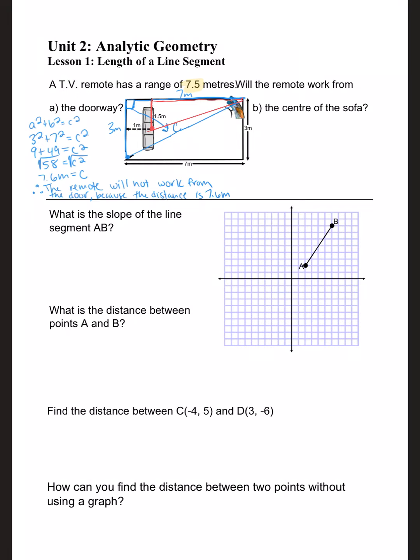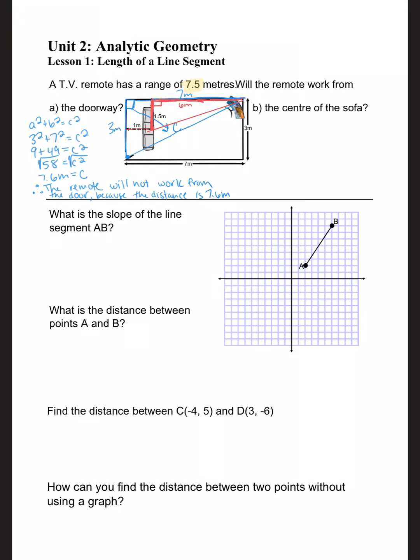We know that this side length here is 1.5. We have to think about what this other side length would be, and we know this is a right angle. The full side length is 7, and it tells us right here that this little distance to the center of the couch is 1 meter. So if the full length is 7, we need to take away that 1 meter. We can say that this side is 6 meters.